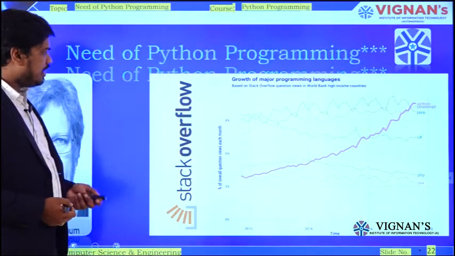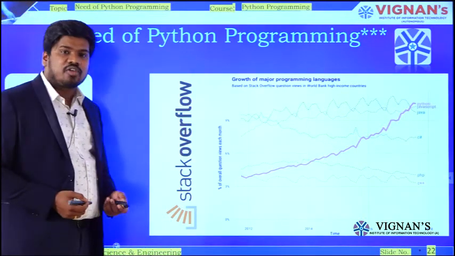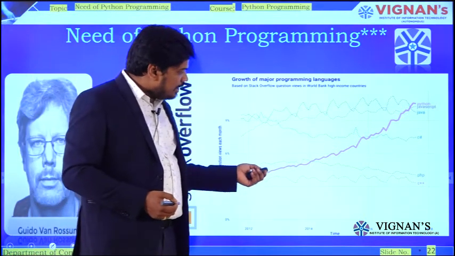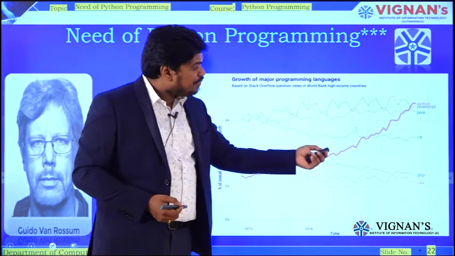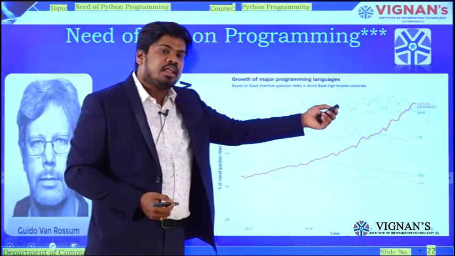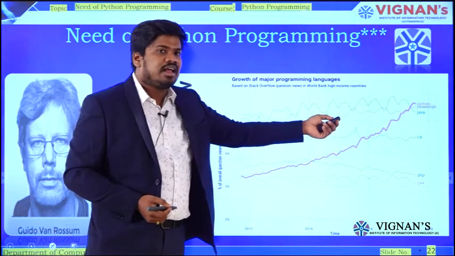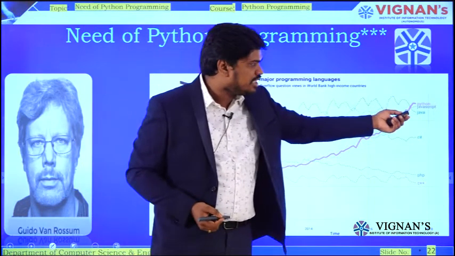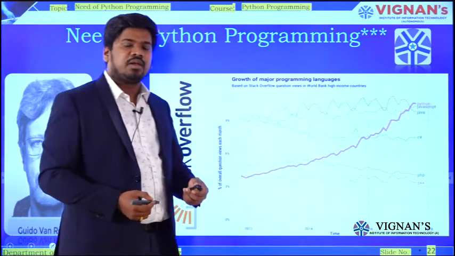So if you observe the trend from the Stack Overflow website, the line with the red mark is exponentially increasing, which means the people who are using Python are drastically increasing, and the people who are using JavaScript and Java are decreasing modestly.